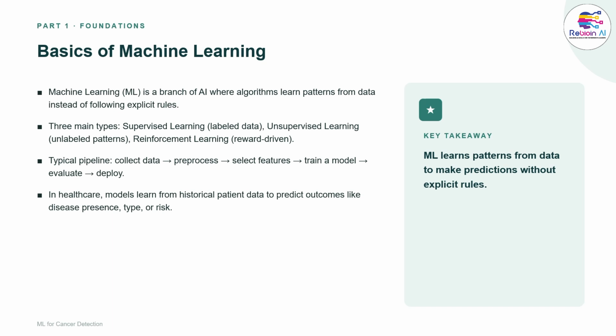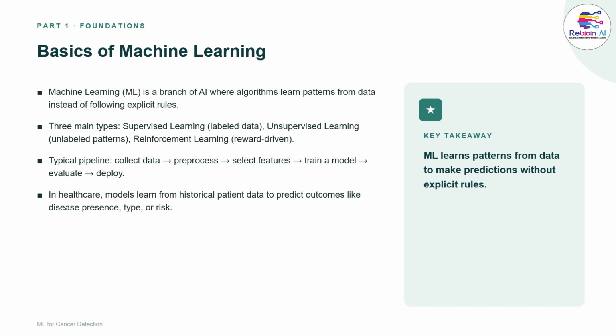Before we go further into cancer, let's ground ourselves in what machine learning actually is, since we will use this vocabulary all over the session. Traditionally, if you wanted a computer to do something, you would write explicit rules. Like, for example, if X happens, then do Y. Machine learning flips that. Instead of writing the rules ourselves, we give the computer a lot of examples and it learns the rules on its own by finding patterns in that data.